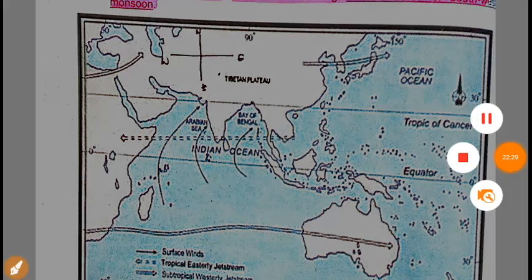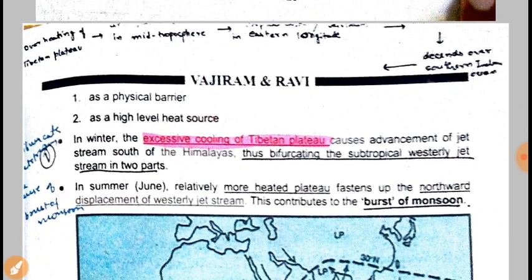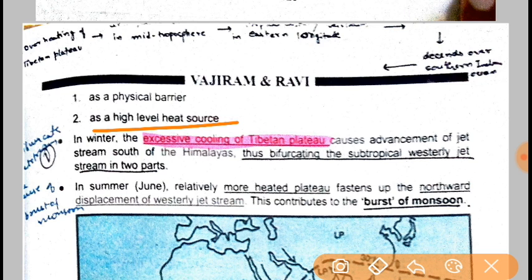Now we look at the role of the Tibetan plateau in our country. See, there are two roles. One is acting as a physical barrier, and the other is a high level source of heat. The physical barrier, I told you, bifurcates the westerly jet stream into two parts: the southern westerly jet stream and the northern westerly jet stream. Then I also told you about the source of heat. It has a dual role as a source of heat. Since air is thin at higher altitudes, warming and cooling of land becomes relatively easy.